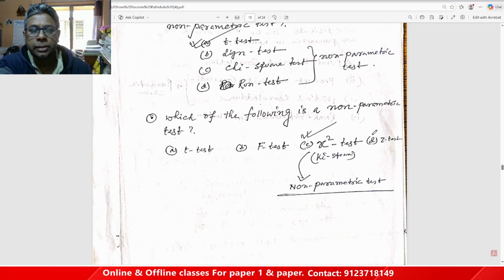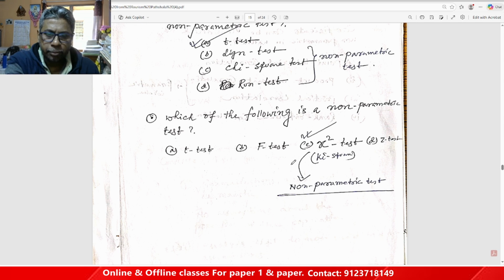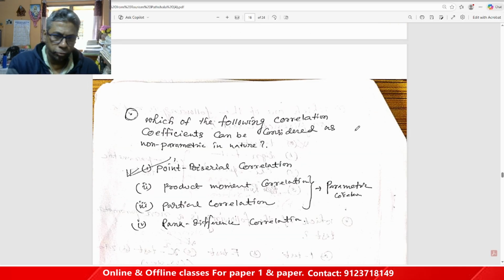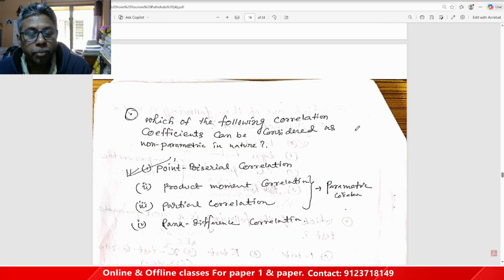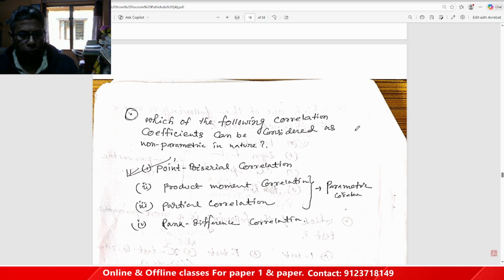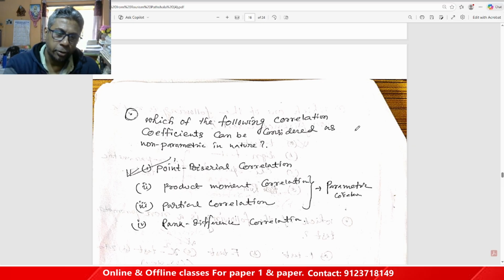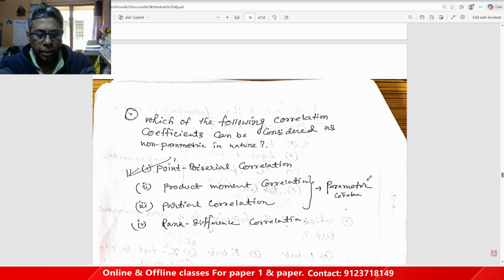Which of the following is a non-parametric test? T test, F test, chi-square test, Z test. The chi-square test is the non-parametric test. Which of the following correlation coefficients can be considered non-parametric in nature? Point biserial correlation. Product moment correlation and partial correlation are parametric correlations.